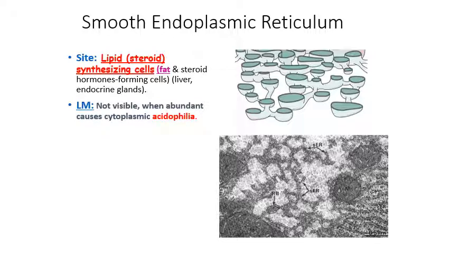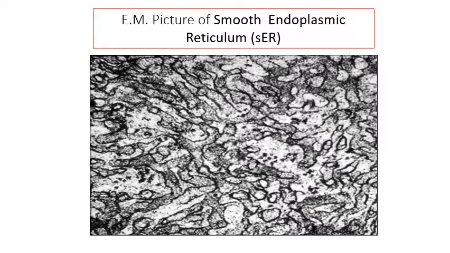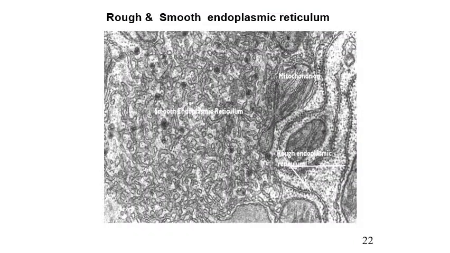By LM, the smooth endoplasmic reticulum does not appear, but when abundant, it appears acidophilic. By EM, it appears as membrane-bound tubules or vesicles with no ribosomes present on the surface. Here is an EM picture of the smooth endoplasmic reticulum. You can see that it is irregular tubules as they anastomose irregularly, and there are no ribosomes on the surface. Here are EM pictures of rough endoplasmic reticulum and smooth endoplasmic reticulum.